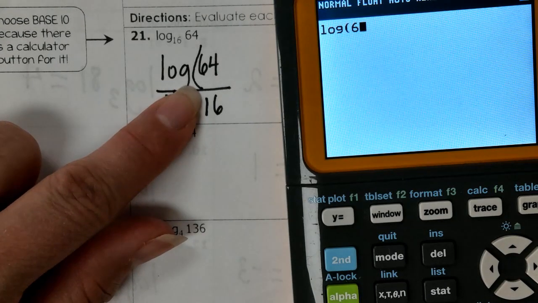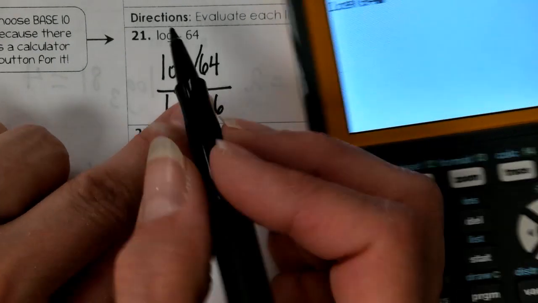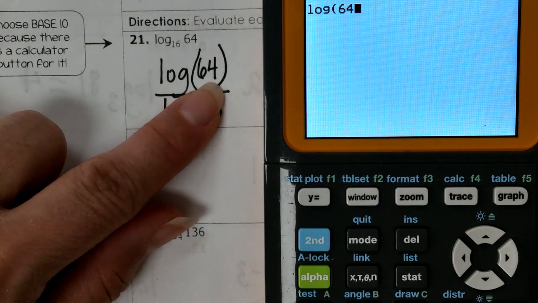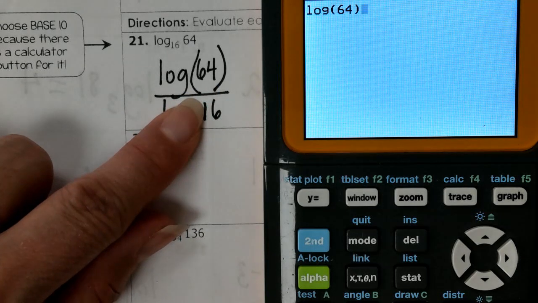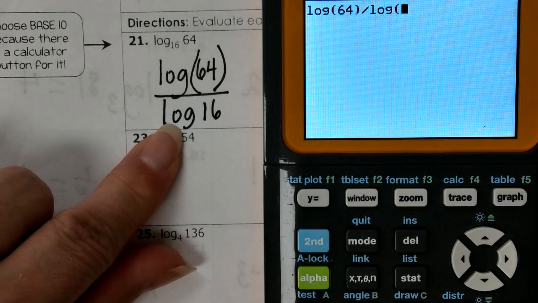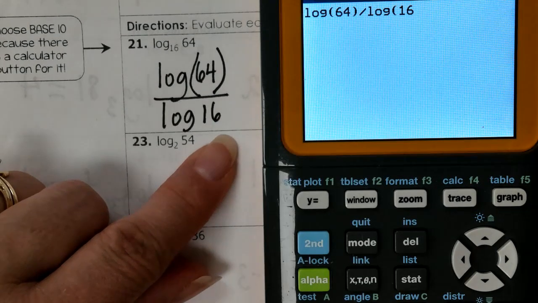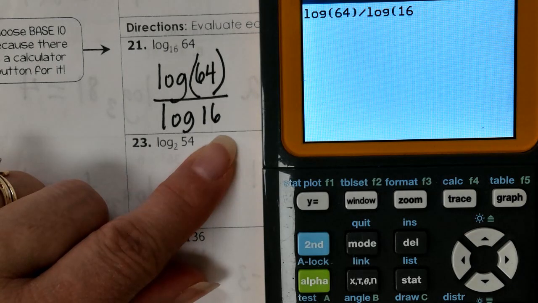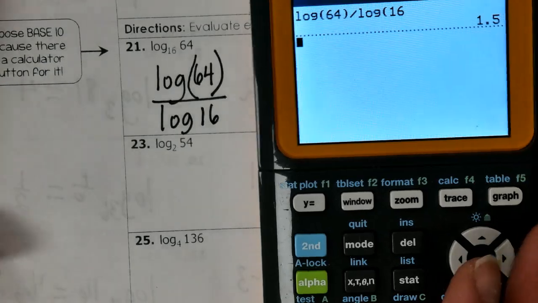I'm going to press 64, but in order to do the math correctly, we want to close that parenthesis. So I'm going to close the parenthesis, which is above the 9 key. Then I need to press divide. And then I need log, so find that log again, and 16. Now notice on the 16, I can close it, or I don't have to do anything. I can just press enter. Enter will give us the answer, and the answer to that problem is 1.5.